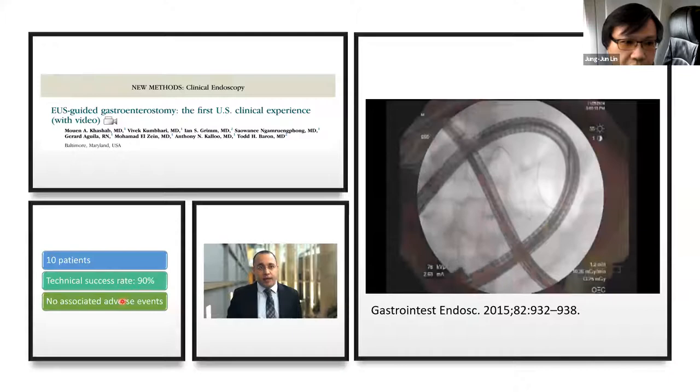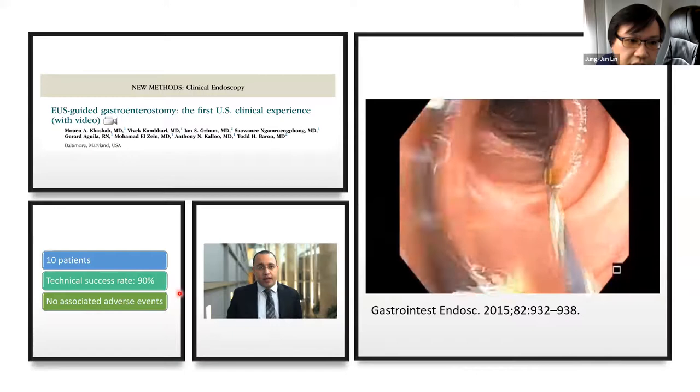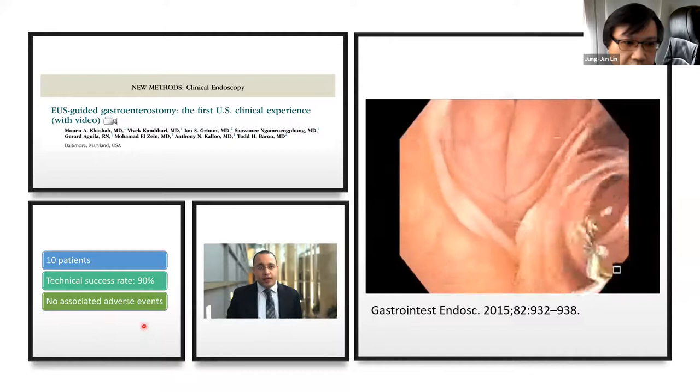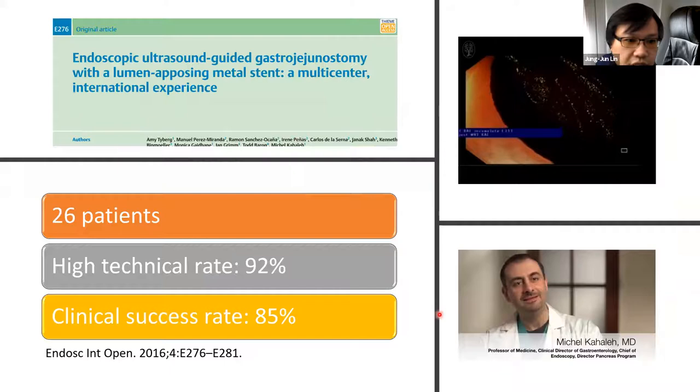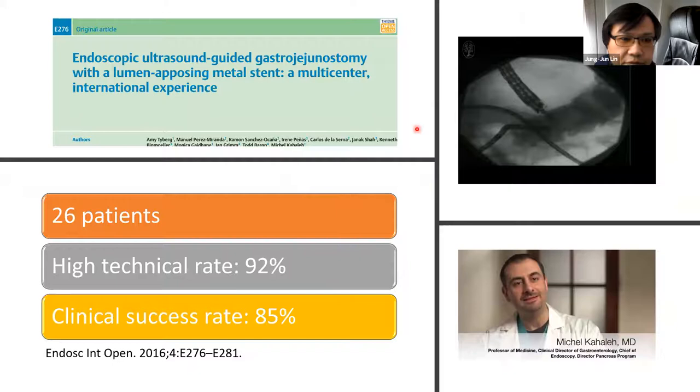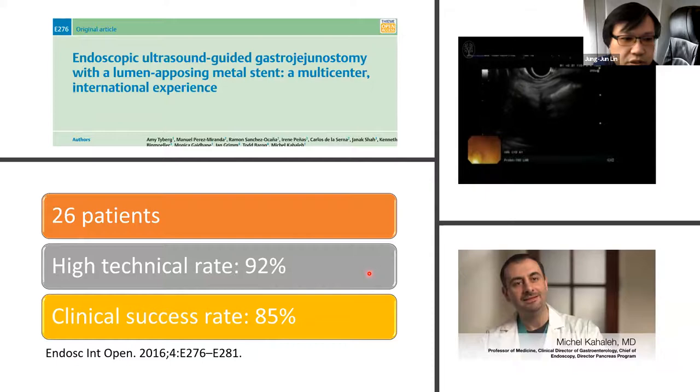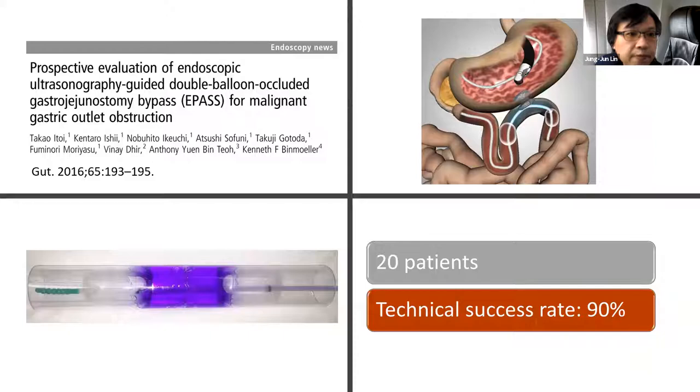Later, some literature also showed the techniques of the USGE, and the first report is from the US, Professor Kashyap. He showed 10 patients in this study, and the technical success rate is very high, 90%. There's no associated adverse event. In 2016, a similar study was conducted as a multi-center international study. There are 26 patients in total. The technical rate is 92%, and clinical success rate is 85%. In 2016, Professor Idoi also demonstrated a similarly impressive result, and a new balloon method called the EPAS technique. There were 20 patients in total. The technical success rate is 90%.